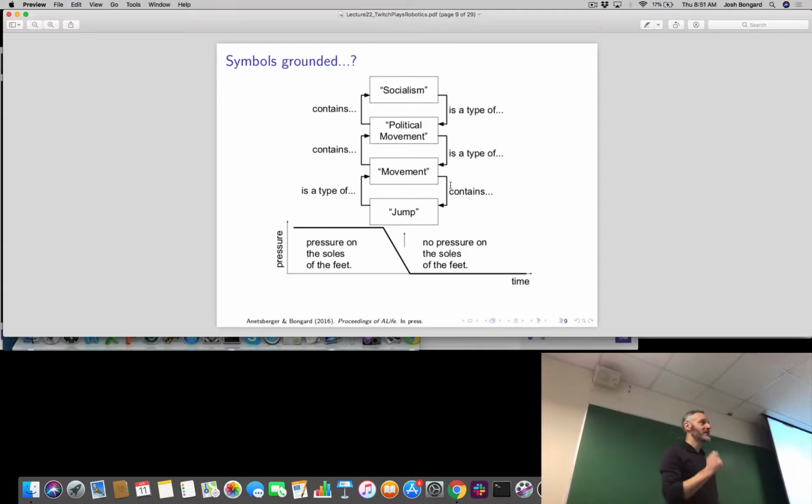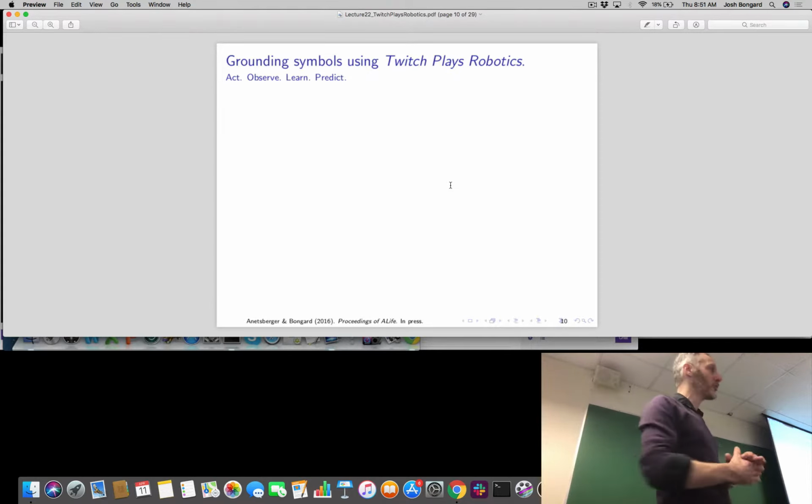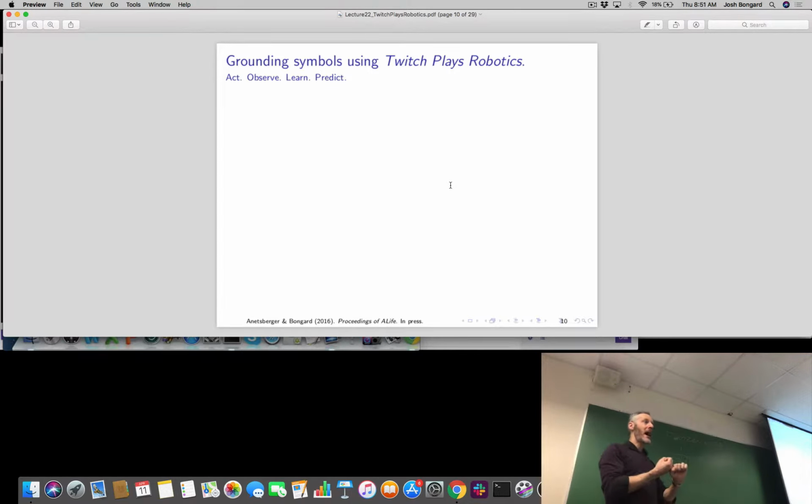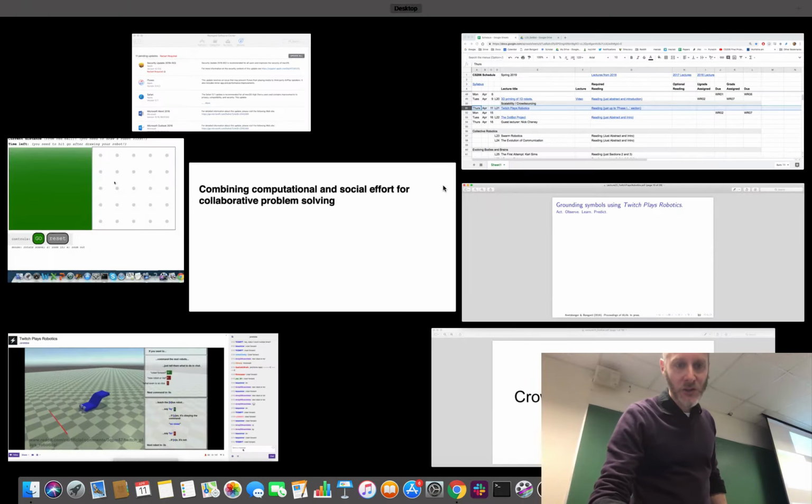My favorite one for democracy is tug of war. Have you ever played tug of war? It's a pretty embodied metaphor for democracy. Okay, that's the idea. Could we actually do this? That's what led to the Twitch Plays Robotics project, which was developed to see whether we could evolve robots where they evolve to ground English words in sensory-motor experience. And then, if we can, how many words, in what way, and which words are they able to ground in sensory-motor experience? Okay, I'll show you the video first.